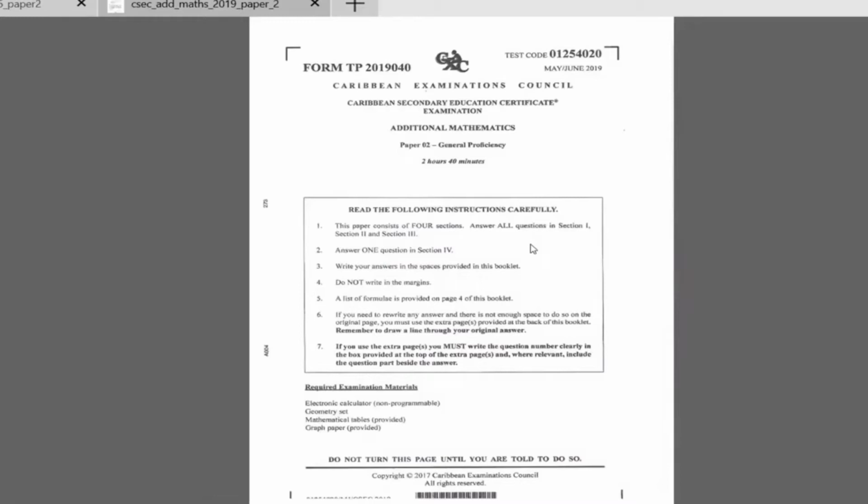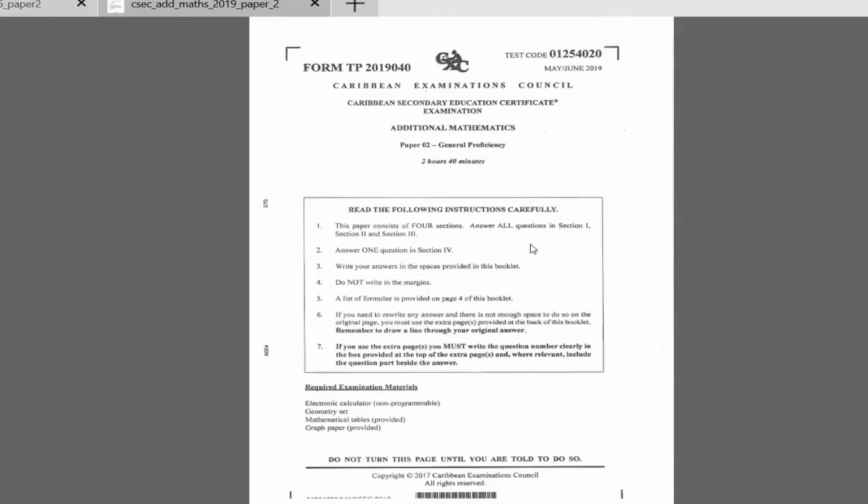Welcome. Today we're going to be going through the 2019 AdMath past paper. Again, this paper, you have 2 hours and 40 minutes. You do everything from section 1 to section 3, and then you choose one question from section 4.